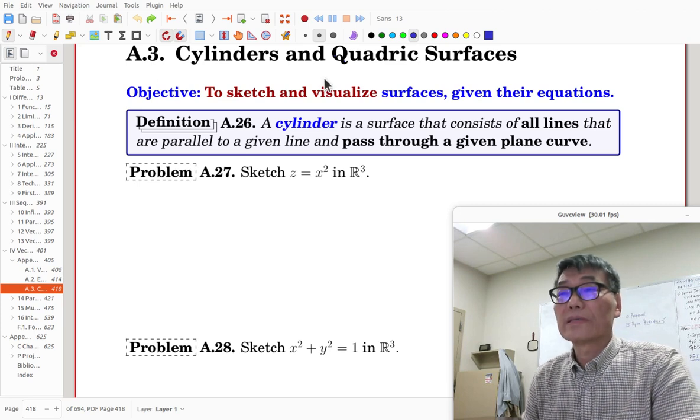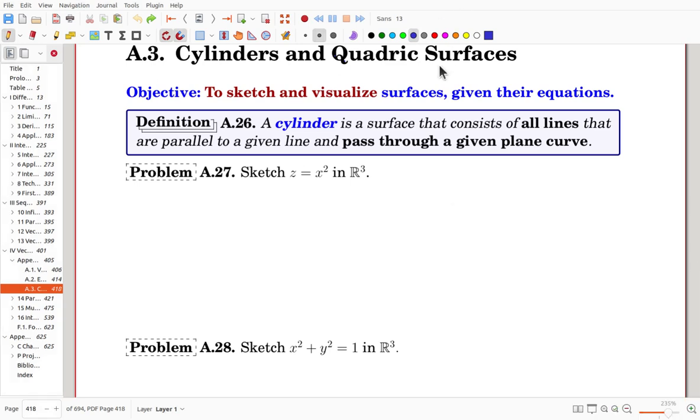Let's see this definition. A cylinder is a surface that consists of all lines that are parallel to a given line and pass through a given plane curve. The cylinder is generally defined if you collect all parallel lines, start from each point on a given plane curve, then that is a cylinder.